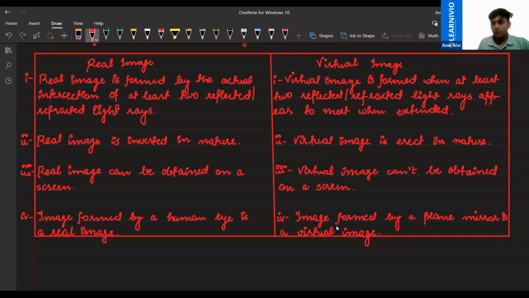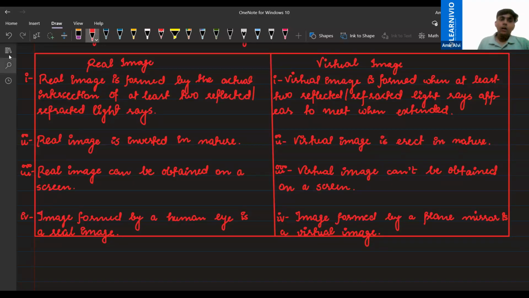So what is the difference between a virtual image and a real image, sir? The difference is on the basis of the intersection of light. If the light rays are actually meeting, that means it is a real image. If the light rays are not actually meeting, but are assumed to meet, that is a virtual image. Is that clear, Inan? Okay, sir.